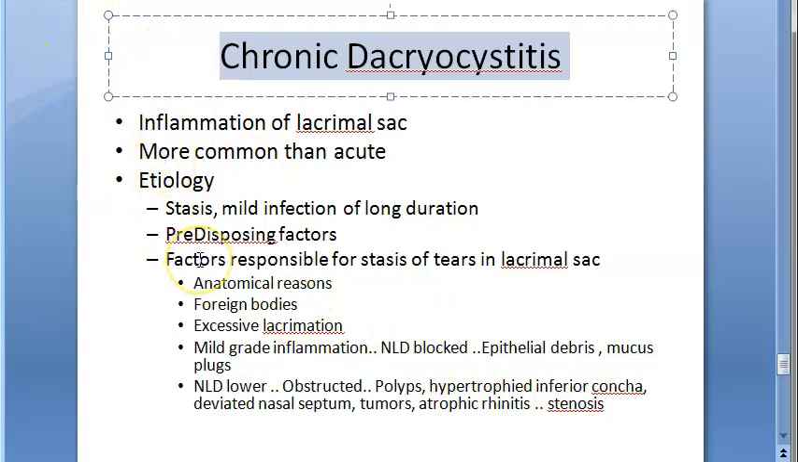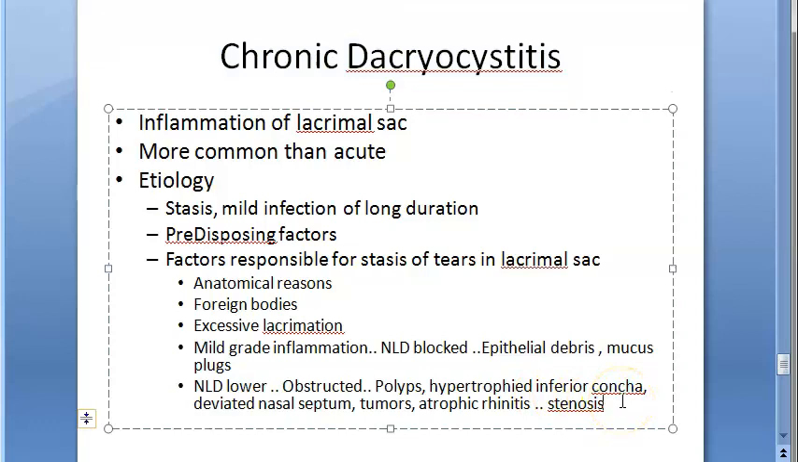In etiology itself, we have to move on to the source of infection. So let us look at the source of infection. Okay, so source of infection means what, you will say?